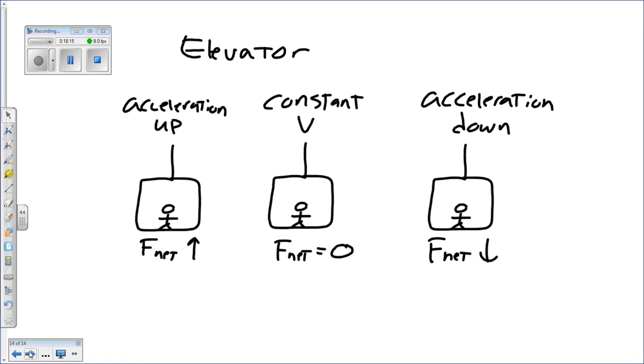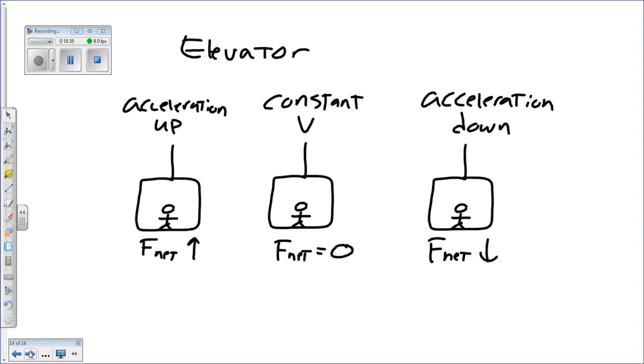There's an acceleration up, which means the net force is up. Remember, in the second law, net force and acceleration are proportional to each other and always in the same direction. Now, and then of course constant velocity where the net force is 0, and acceleration down where the net force is pointing down.